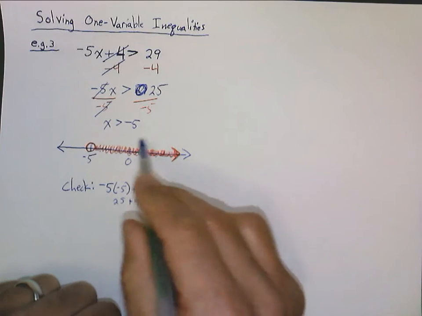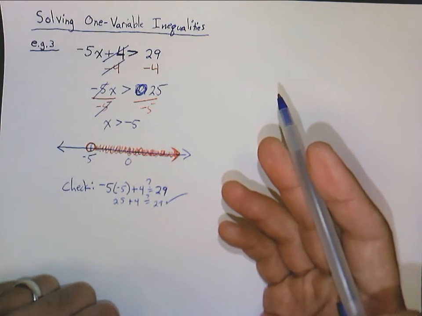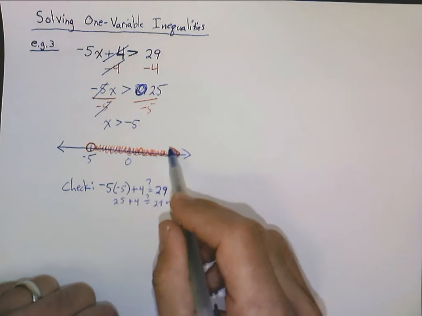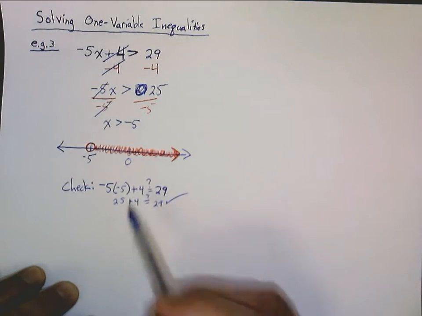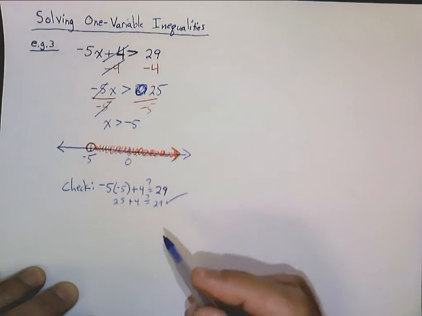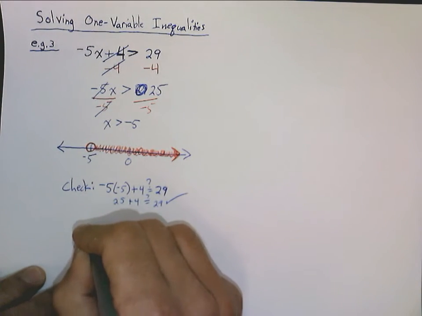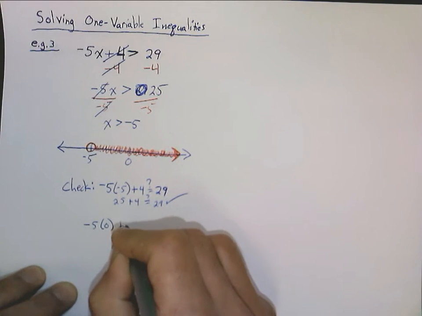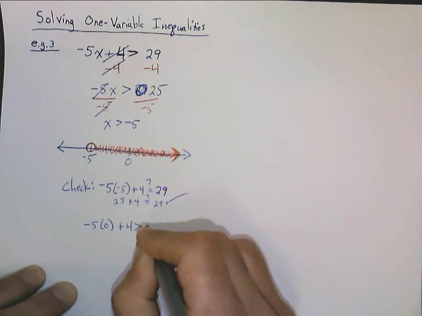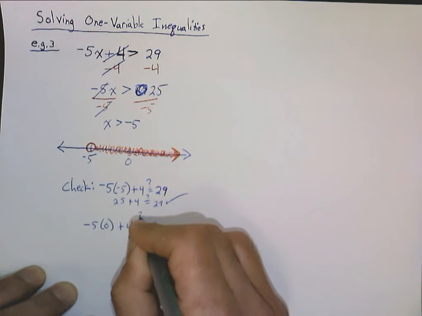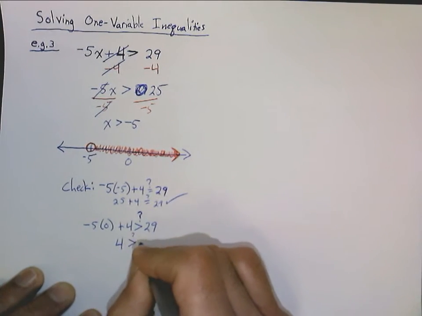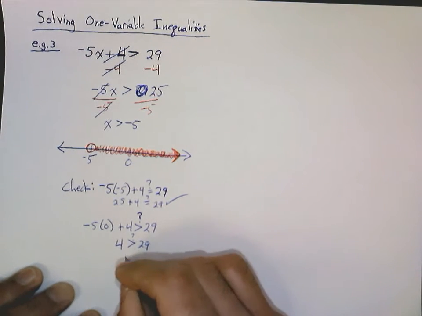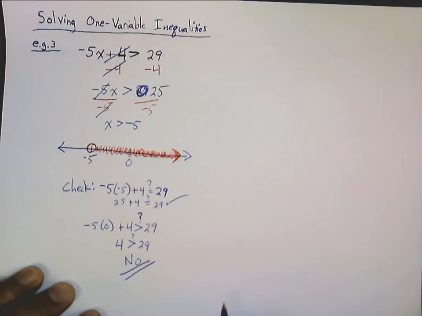But we also want to check to see if we shaded to the correct direction. I think we probably did. And the way we're going to do that is we're just going to pick a point over here to the right of negative 5 and plug it back into the inequality. So an easy point to check would be 0. So if that's in your supposed solution set, great. The 0 is really easy to work with. So we also ask ourselves, is negative 5 times 0 plus 4 greater than 29? If it is, then we know we did it right. So here we go. Negative 5 times 0 is 0. Add 4 to 0. 4, is that greater than 29? Uh-oh. No, it's not. Meaning we did something wrong.